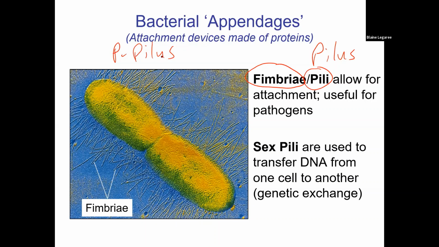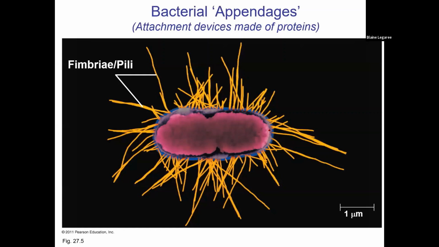You can also see that note at the bottom. It says there's something called a sex pili or sex pilus, and these are used for genetic exchange. So I'll show you a picture of that, and then we'll go back and make some notes in a minute. Here's another picture. You can see a really nice electron micrograph. They've added some vibrant colors to really make these things pop out.